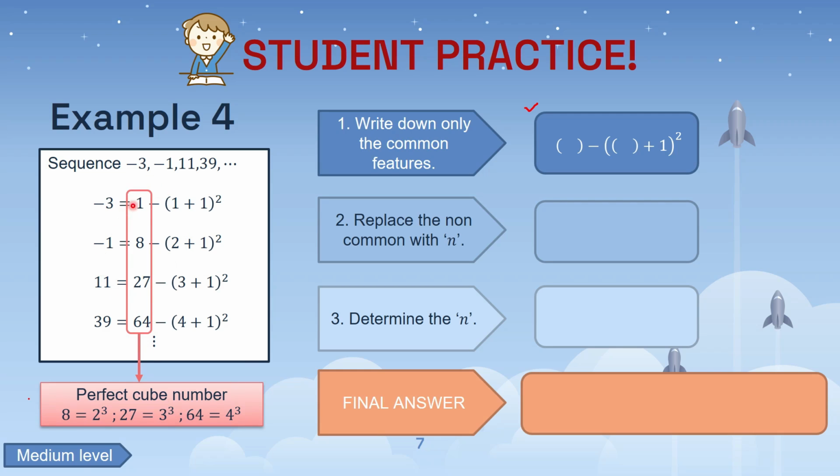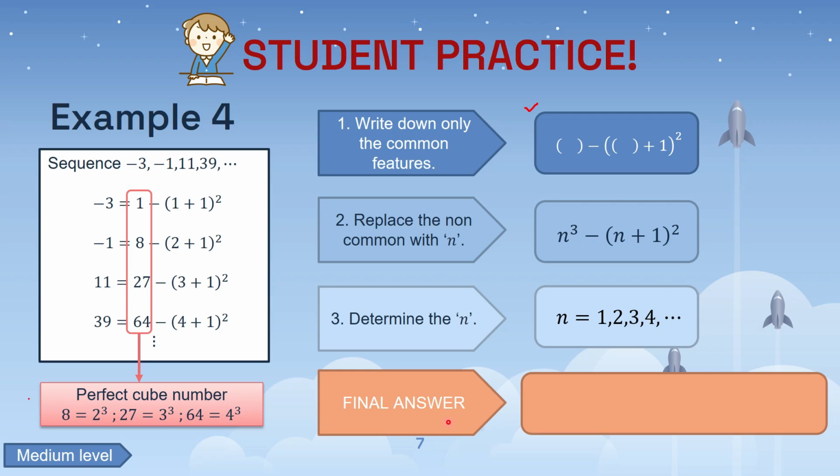First one is 1 cube. 8 is equal to 2 cube. 27 is equal to 3 cube. Meanwhile, 64 is equal to 4 cube. Then we replace it with n cube. So n cube minus bracket n plus 1 close bracket power of 2. Okay, this is correct. And then step 3, determine the n. N is equal to 1, 2, 3, 4 dot dot dot, the 3 dots.